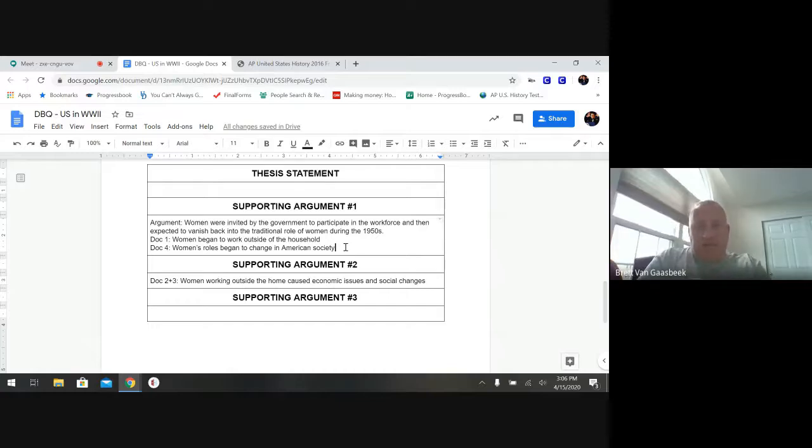But then document 4, notice they mention the magazines: Ladies' Home Journal, Cosmopolitan, whatever else. I can revert that back to, hey, those magazines were talking about what women were supposed to do in the 1950s by returning back to those traditional roles. That's not happening. So supporting argument number 1 is bolstered by documents 1 and 4.